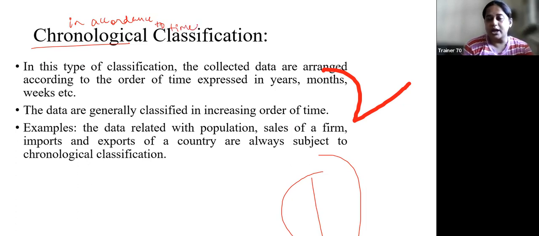In accordance with time, we read in classification that we will be making groups on the basis of some characteristics. So now in chronological classification, what is the characteristic? The characteristic is time. We are classifying the data on the basis of time. If the collected data are arranged according to the order of time, it can be in years, months, weeks, days, it is known as chronological classification.